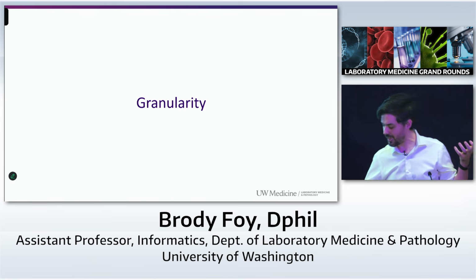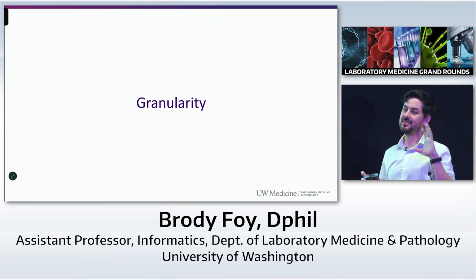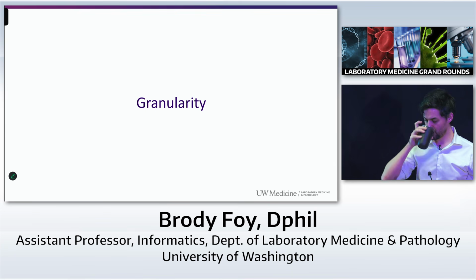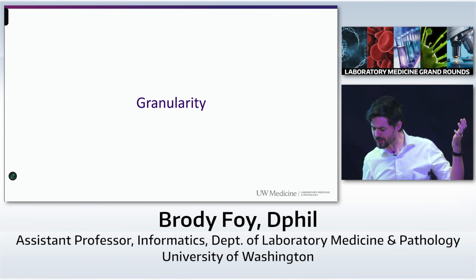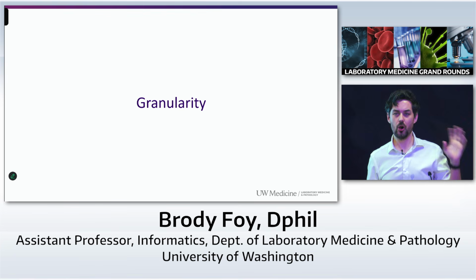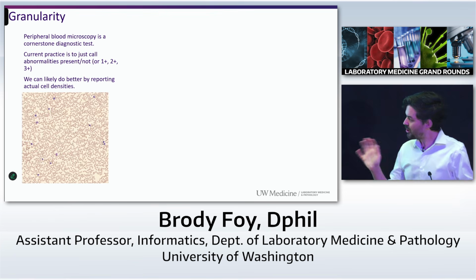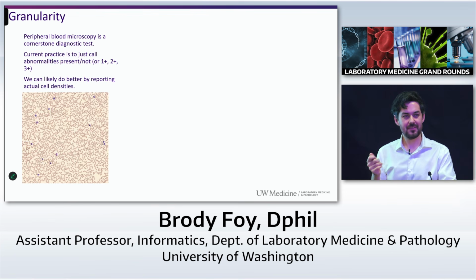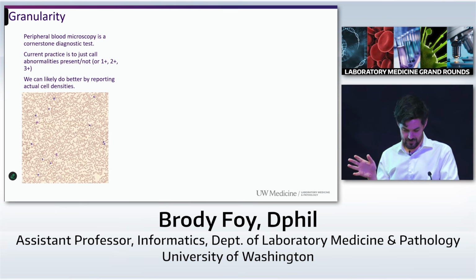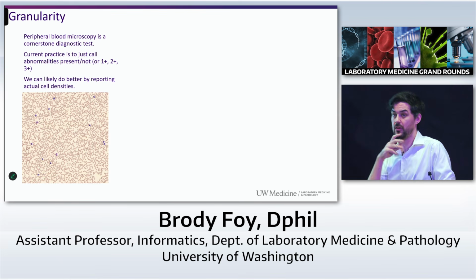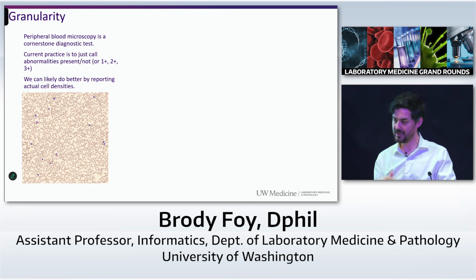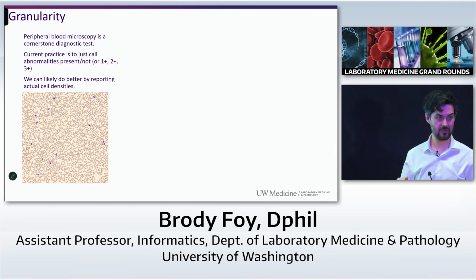The other is about granularity, about the value of not thinking binary about data, thinking in more continuous ways. I'm not going to talk about something that's exactly a reference interval, but something that falls in the same sort of vein, which is peripheral blood microscopy or blood smears. So take a drop of blood, spread it on a pane of glass, look at it through a microscope. A hematopathologist comes and looks at it.